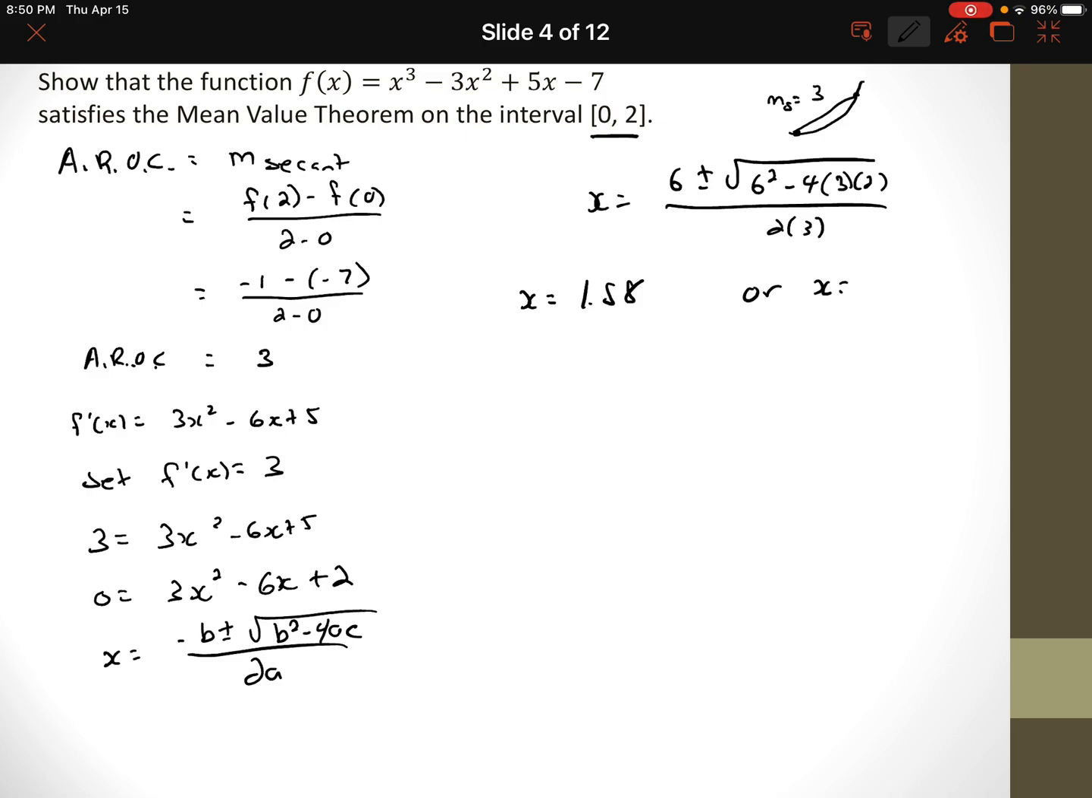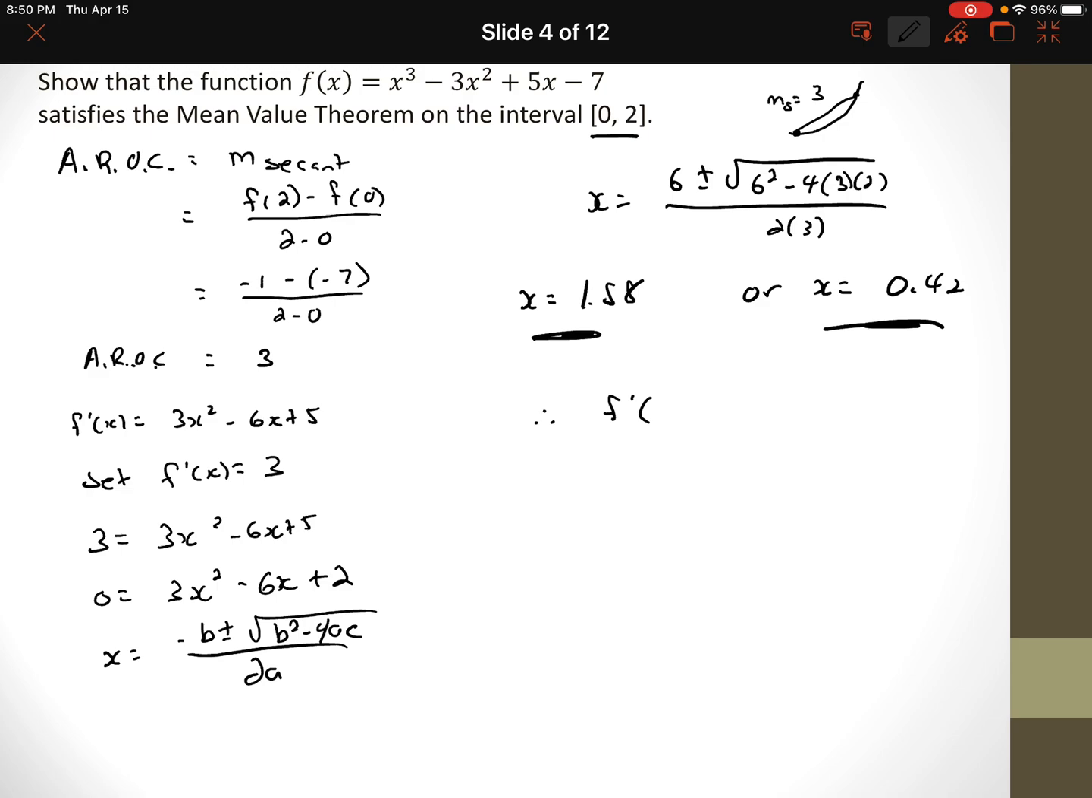Now, what's interesting here is in this particular case, I find the other one, 0.42, is also in that interval between 0 and 2. So it did it twice that I found that slope came out to 3. But it doesn't have to do it twice. The mean value theorem says it's going to happen at least once.